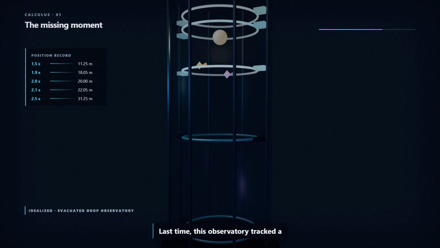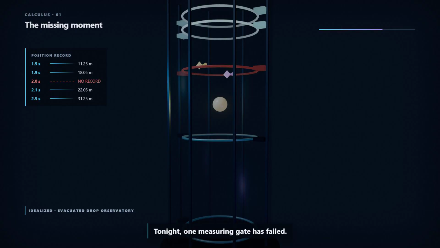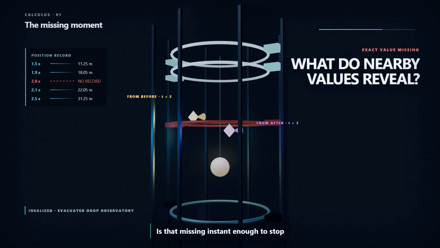Last time, this observatory tracked a falling ball and asked how fast it was moving at one exact instant. Tonight, one measuring gate has failed. We know where the ball was just before 2 seconds. We know where it was just after, but the record at exactly 2 seconds is gone. Is that missing instant enough to stop us, or can the surrounding measurements reveal the behavior at the gap?